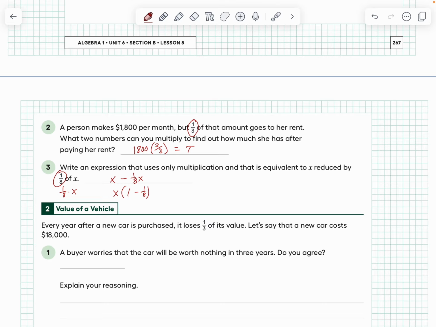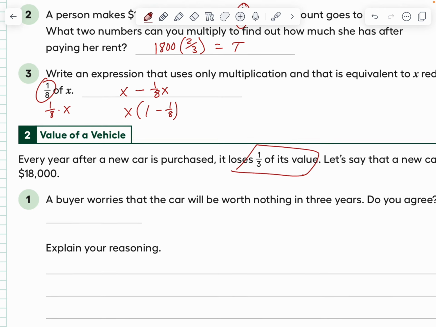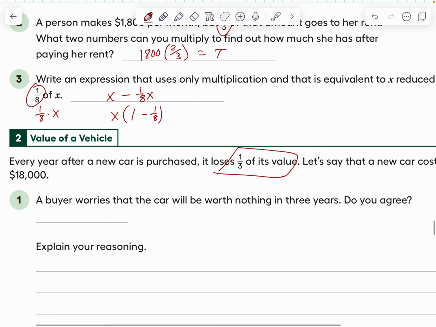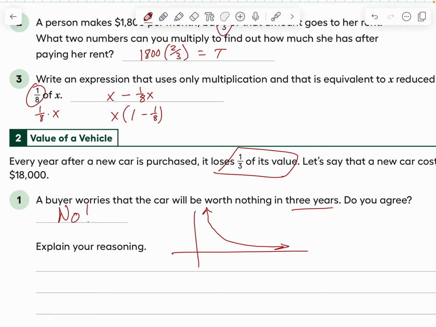Every year after a new car is purchased, it loses 1/3 of its value. So let's say that a new car costs $18,000. A buyer worries that the car will be worth nothing in 3 years. Do you agree? And this is what you have to remember. The answer here is going to be no. And the reason why is as you get closer to zero with an exponential decay, it doesn't actually ever hit 0 on the y-axis. But this is y and this is x.